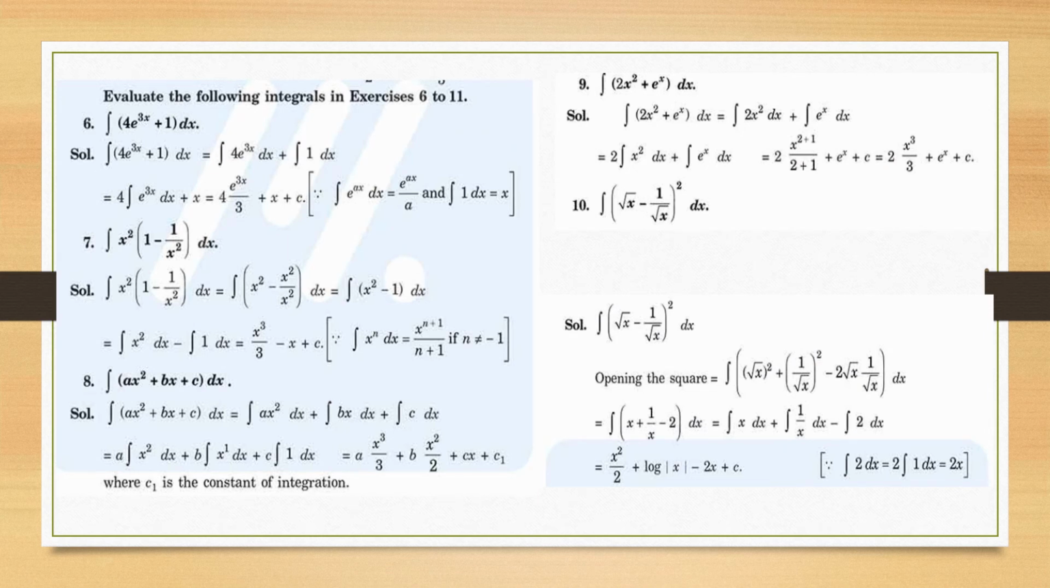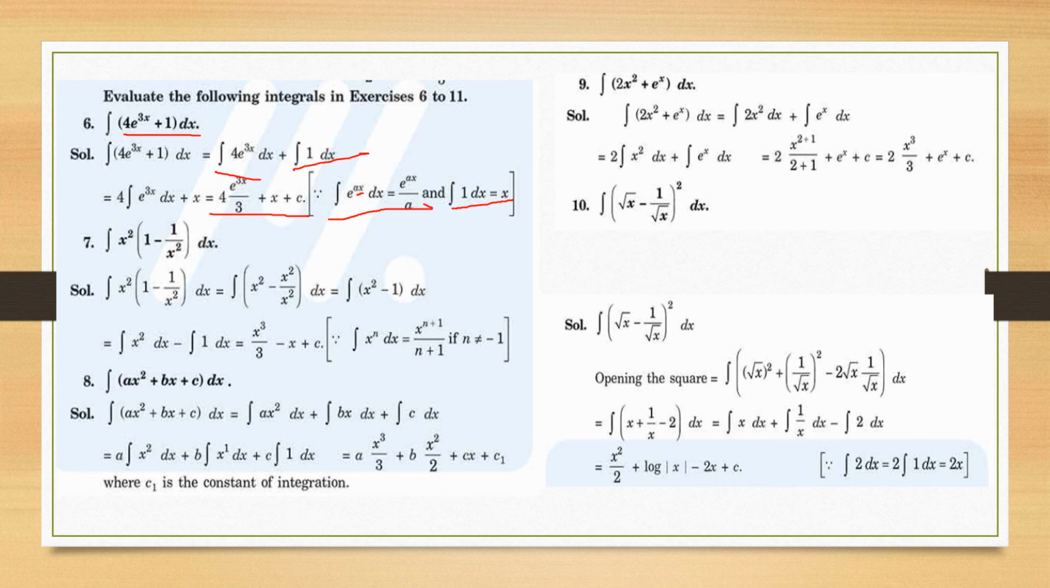Evaluate the following integrals. So let us see now. Integral of 4e raised to power 3x plus 1 dx. So I can break it into integral of 4e raised to power 3x dx plus integral of 1 dx. What is the integral of e raised to power ax? It is e raised to power ax divided by d/dx of ax, that is a, and integral of 1 dx is x. So it becomes 4 e raised to power 3x by 3 plus x plus c, constant of integration.